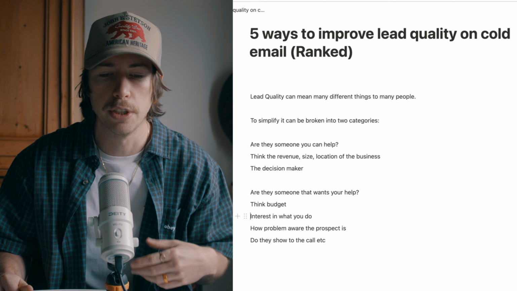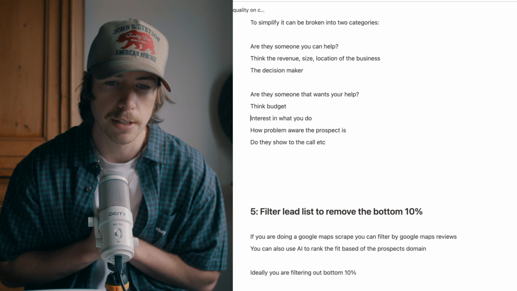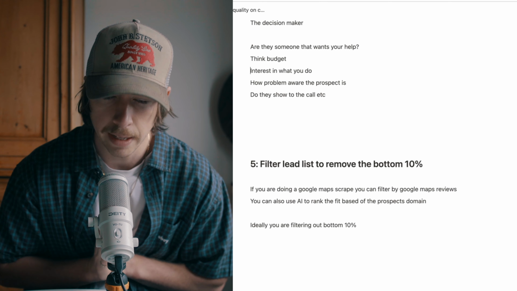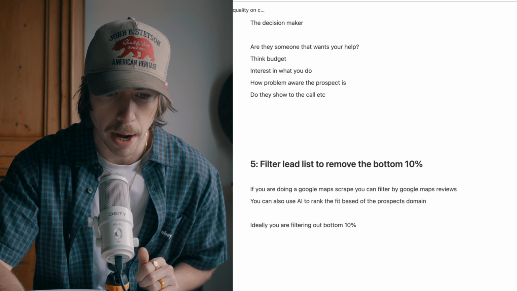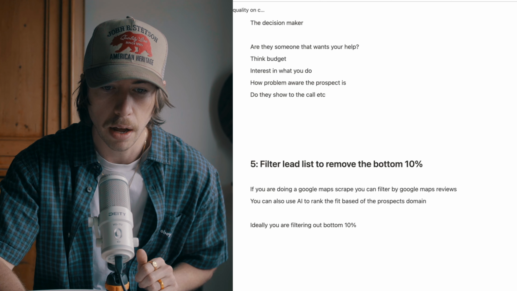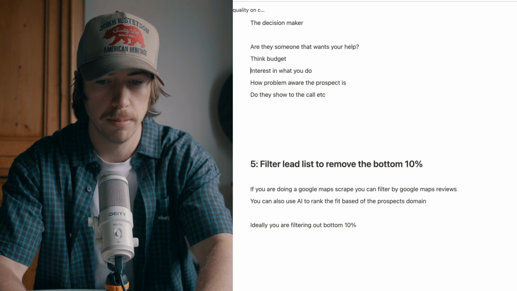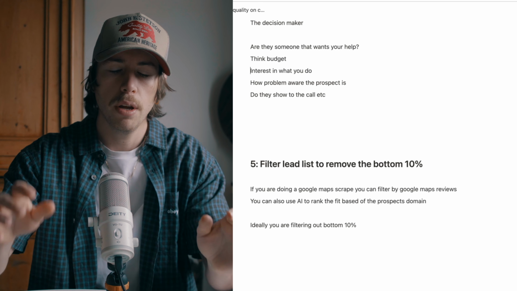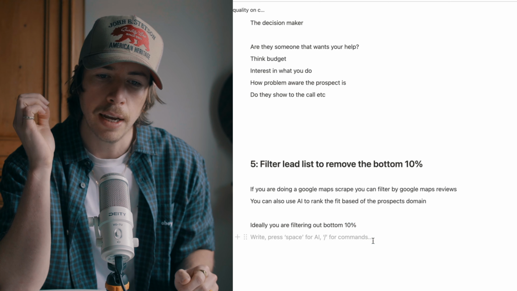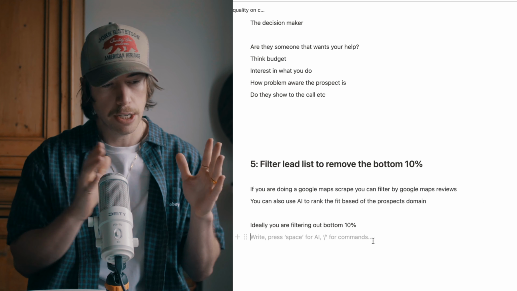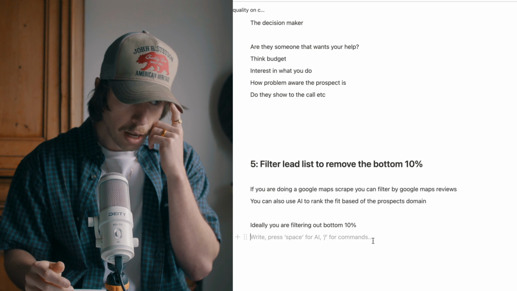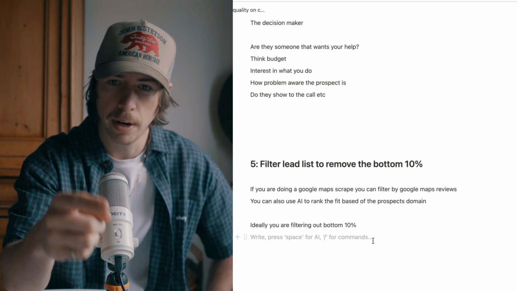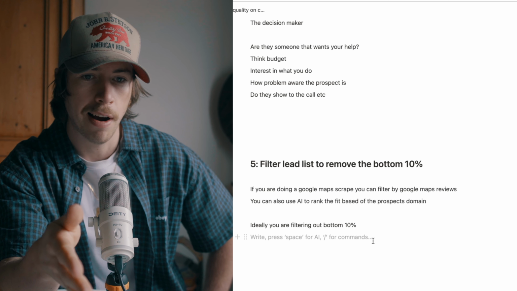Okay? So filtering the lead list is what everyone tries to do to improve lead quality, and it does help to some extent, but we're going to say the bottom 10%. We typically will only filter out the lead list just to remove the really bottom of the barrel people on that lead list. Why?